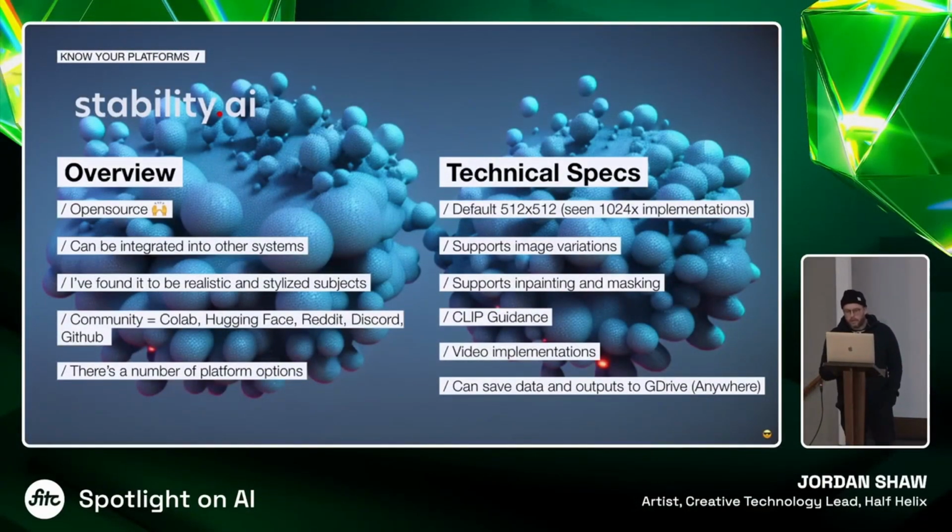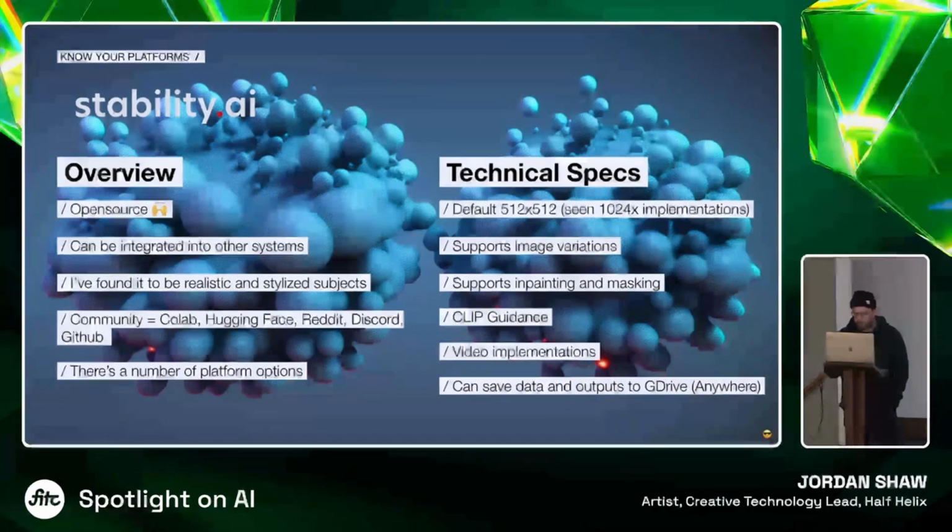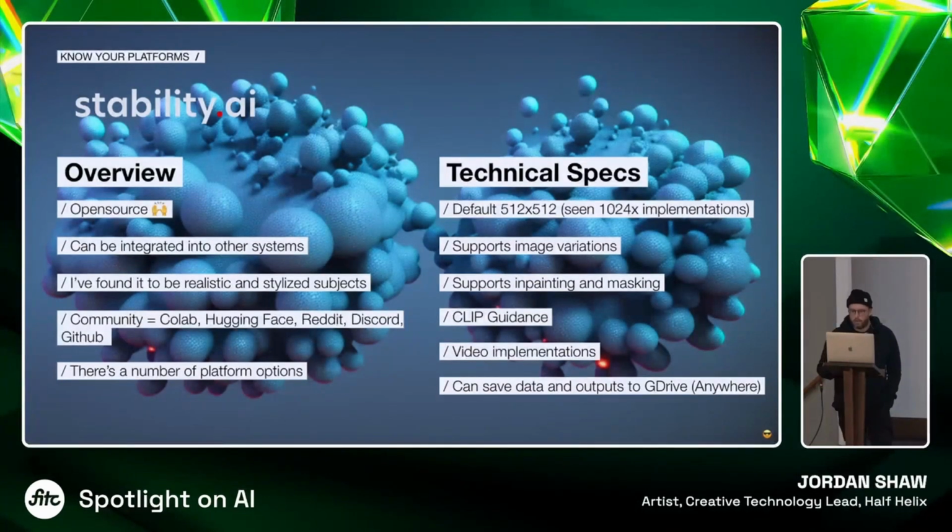On to Stable Diffusion. This ecosystem is completely open source, which means you have access to the code base, which is awesome. It also means that there have been implementations that vary widely across the internet. There are so many different instances that behave in different ways, but it's also allowing people to push the boundaries of what can be done with diffusion models.